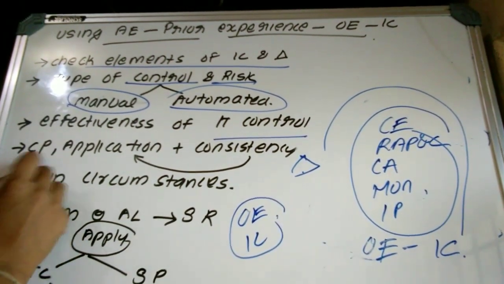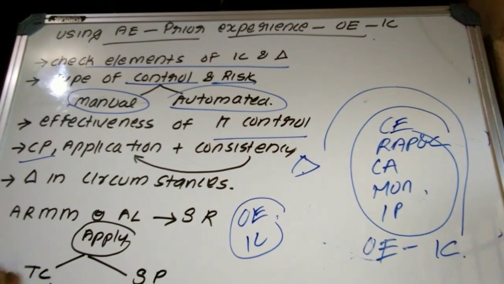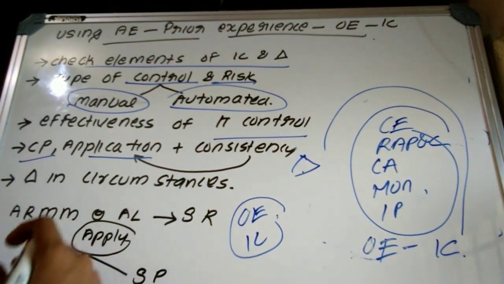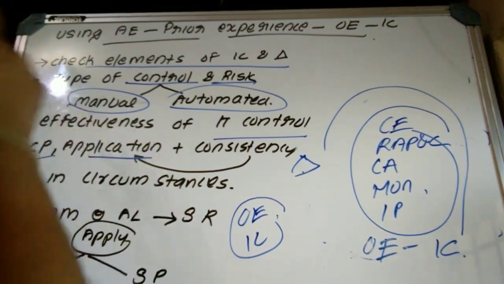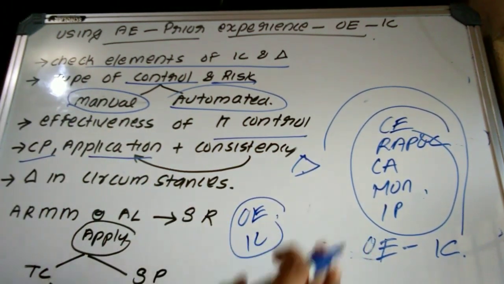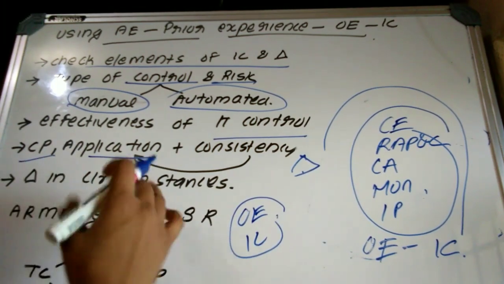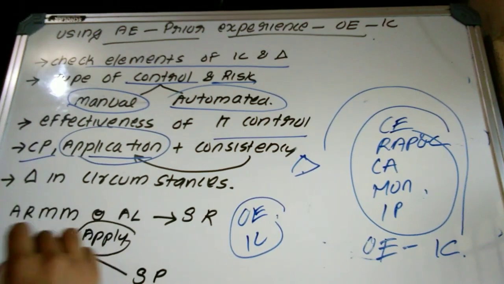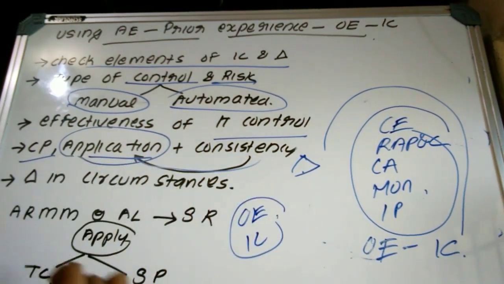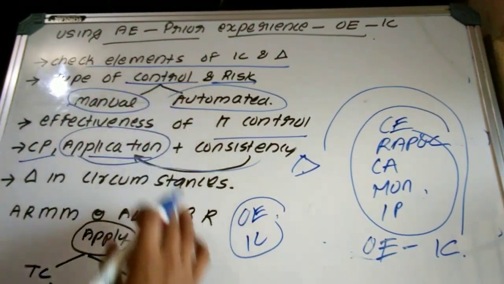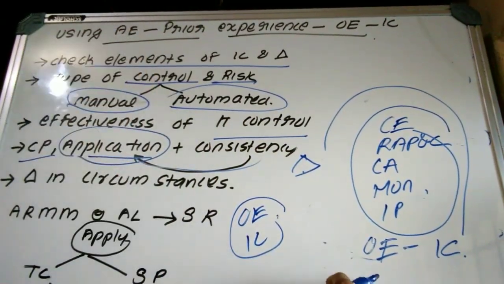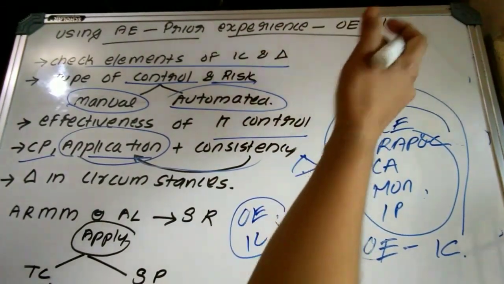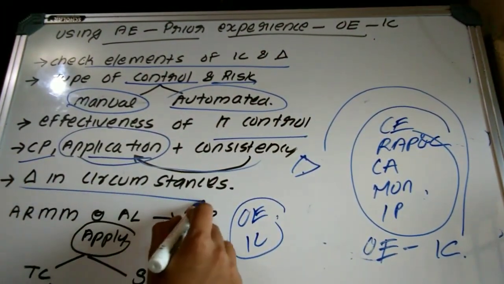Then control procedure and its application, that is, whether there exists any control procedure. The auditor already has experience with that entity. In that case, the auditor may have information with respect to control procedures that have been applied by the entity, whether they are making proper application or consistent application. These also determine the use of audit evidence from the previous experience to determine the operational efficiency of the internal control. Then change in circumstances.